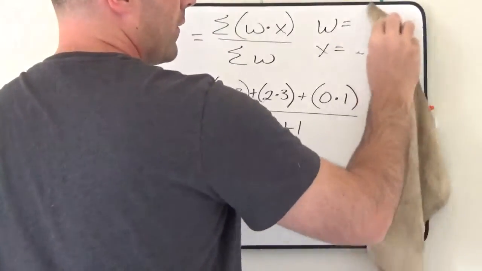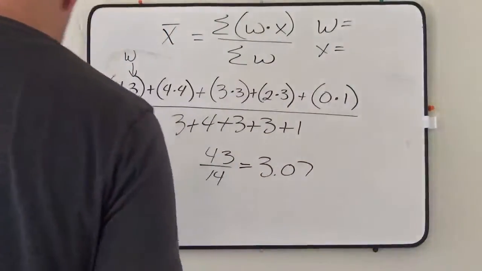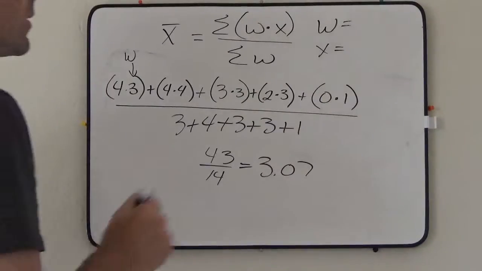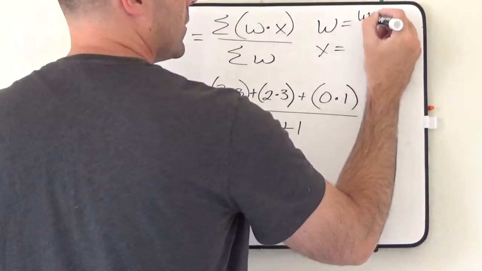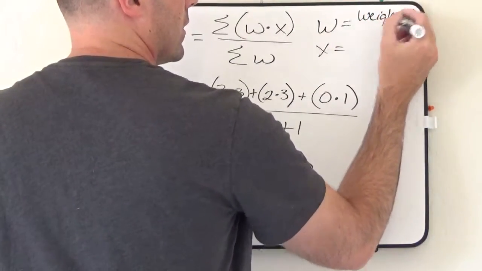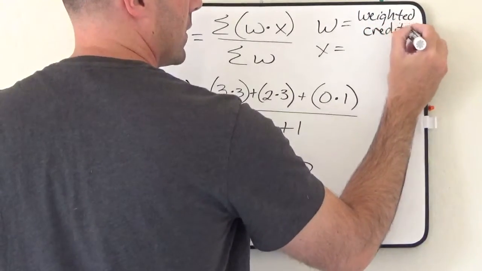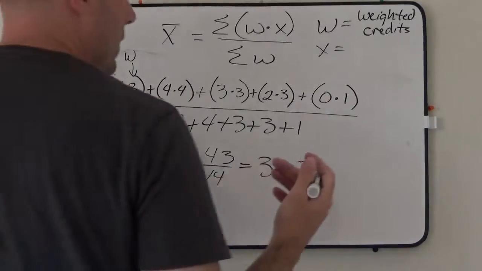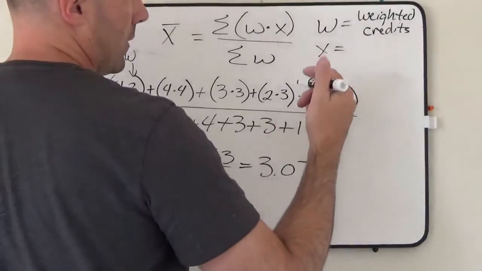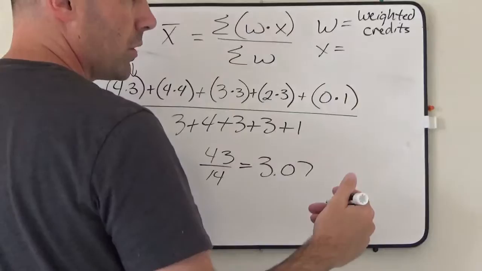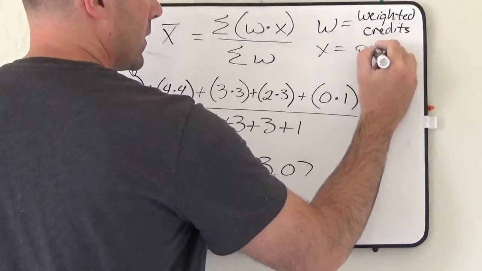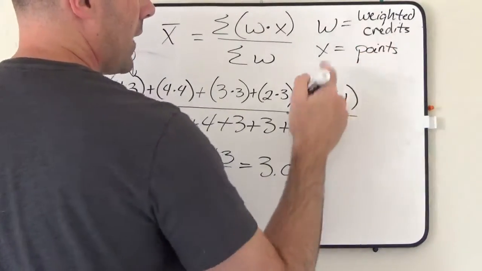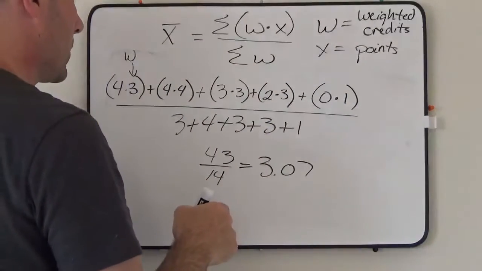W is the weighted value, but that represents the credits. The credits are the weighted. So this is weighted credits. And the X stands for the value of the points. Since we're talking here about like 4 points for an A, 3 points for a B, and so forth, this is your points. So that's just to clarify how I was setting this up and working through this problem.